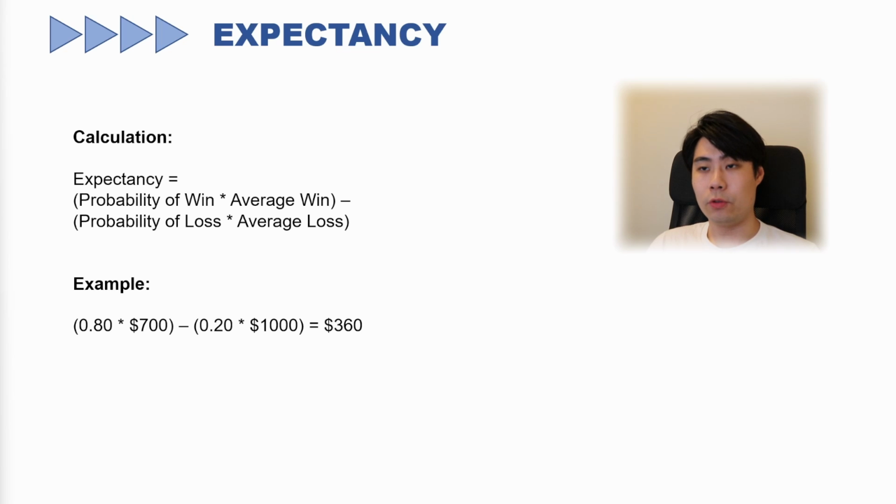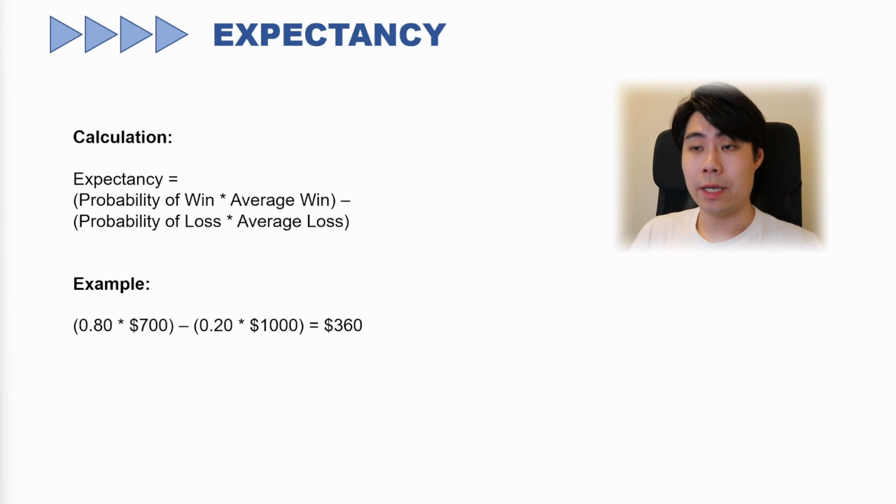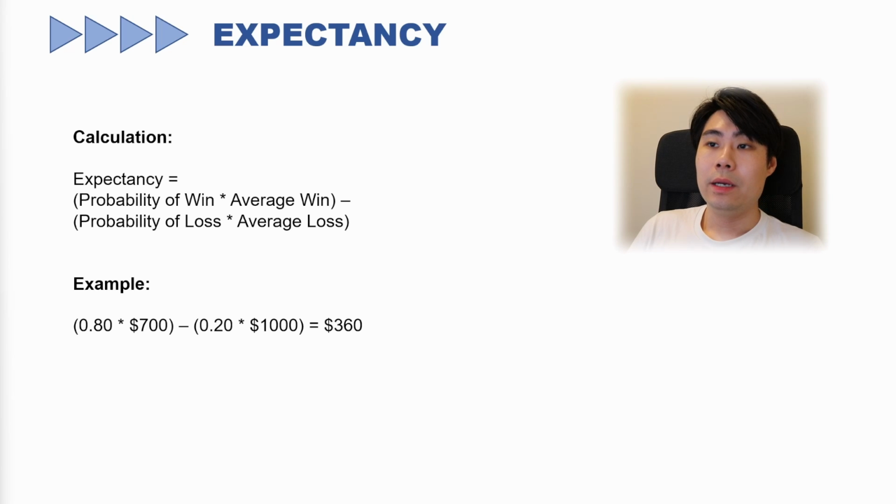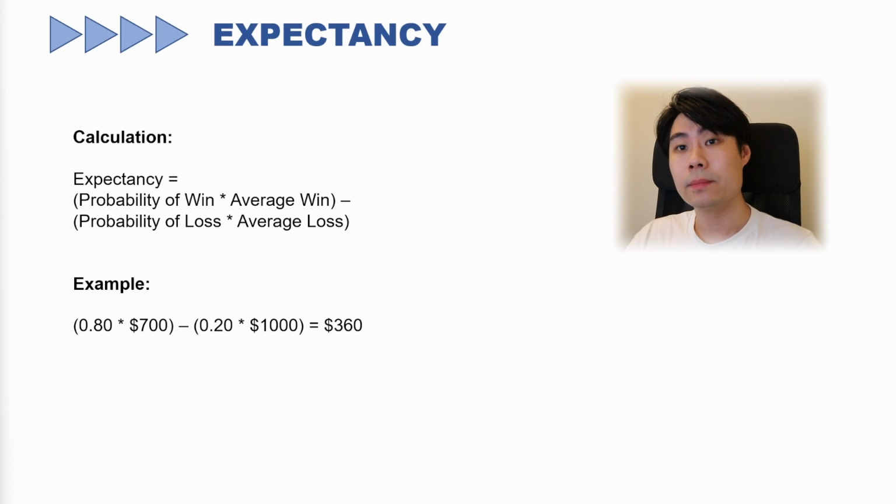Let's say you are trading and you win 80% of the time, and on average, when you win, you win $700. Versus you may lose 20% of the time, and when you lose, you lose $1,000. In this case, the expectancy for you is that every trade you should be able to make $360, given the fact that you make enough trades. There's a lot of data, a lot of trades that have happened. And over the long run, you should be making a positive expectancy, meaning that you'll be making money, right?